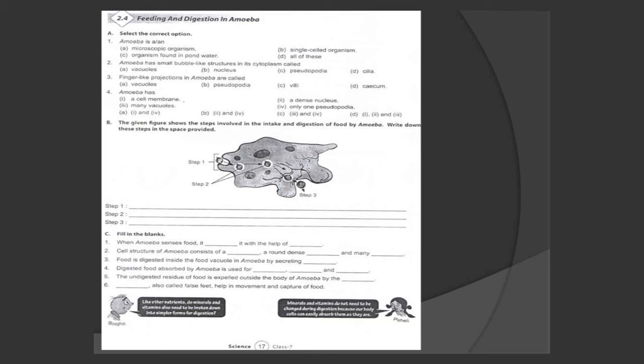Okay, so like other nutrients, do minerals and vitamins also need to be broken down into simpler forms for digestion? Minerals and vitamins do not need to be changed during digestion because our body cells can easily absorb them as they are. Are you clear? I hope you are able to follow this. Follow these questions well.